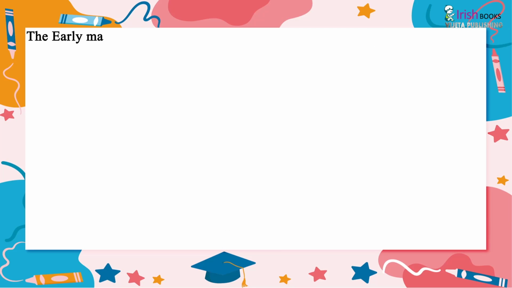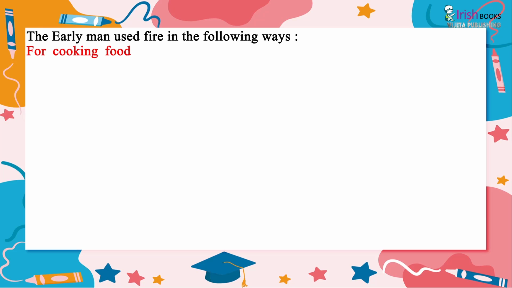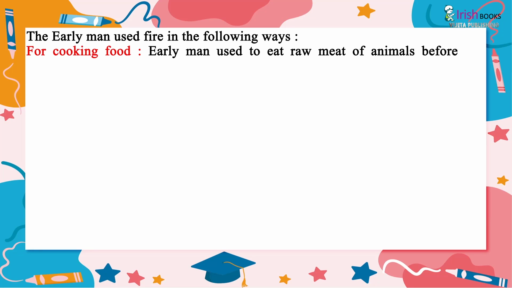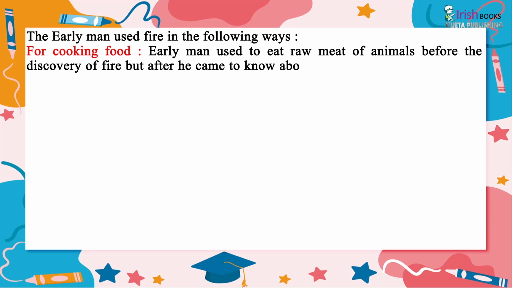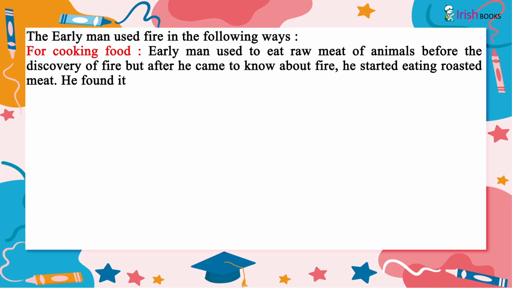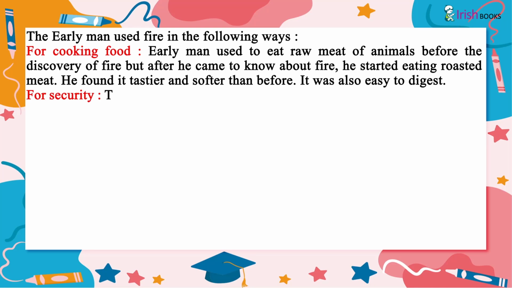The early man used fire in the following ways. For cooking food. Early man used to eat raw meat of animals before the discovery of fire, but after he came to know about fire, he started eating roasted meat. He found it tastier and softer than before. It was also easy to digest.